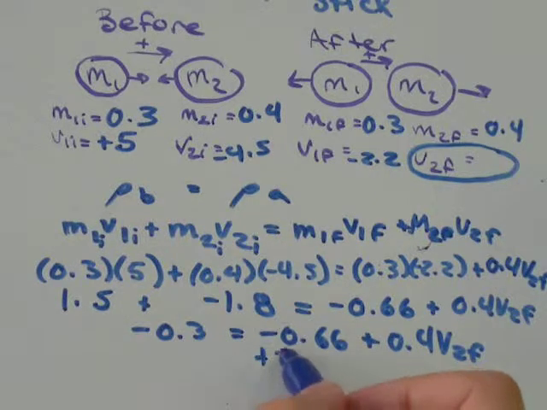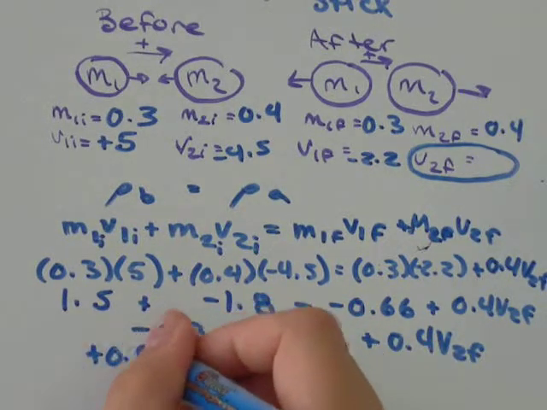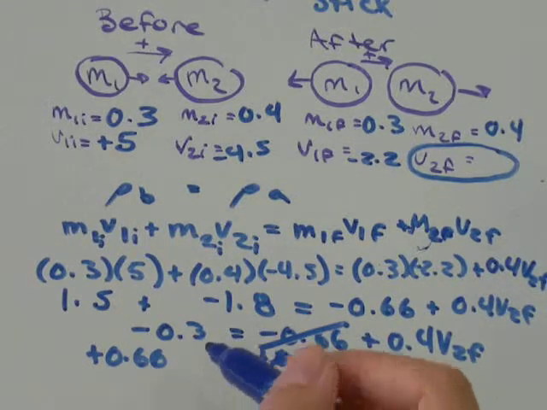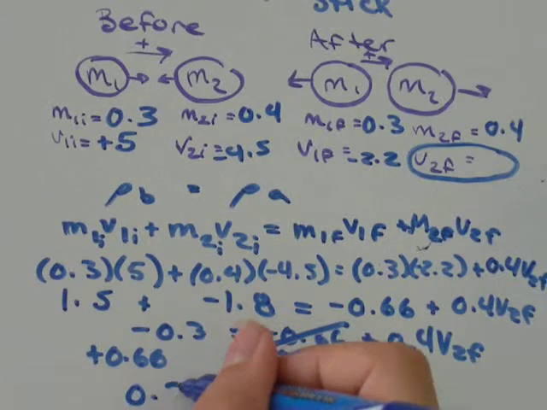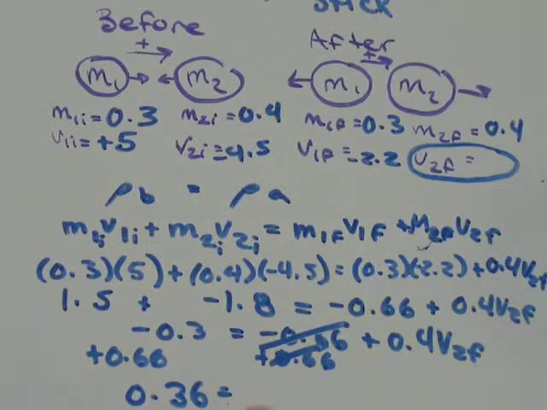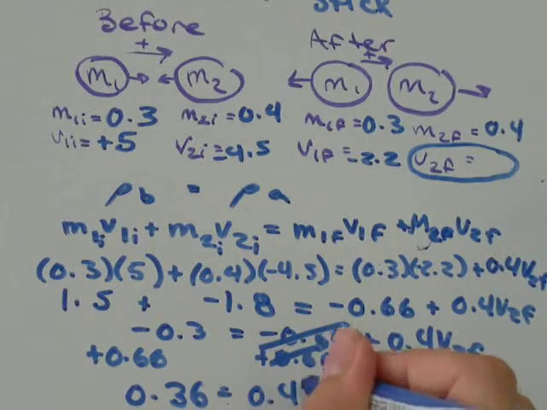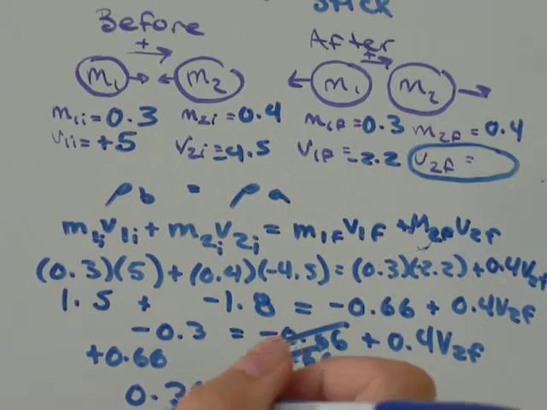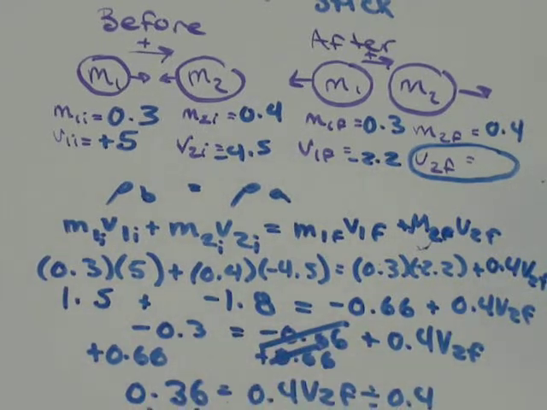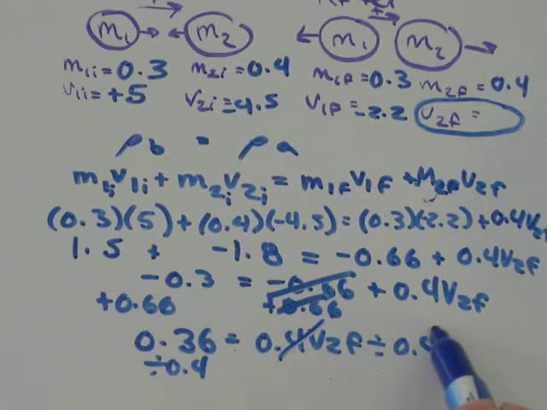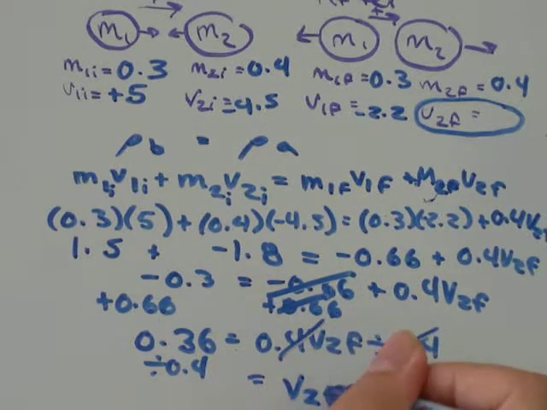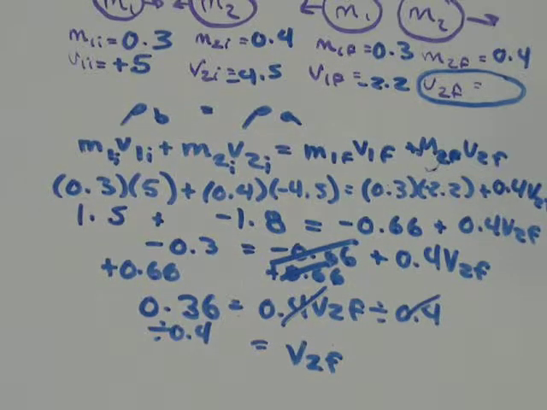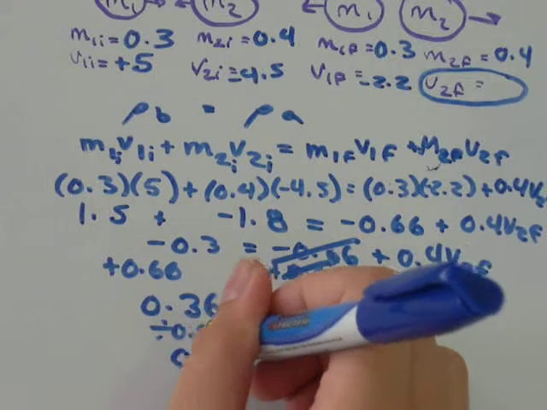I'm going to add 0.66 to both sides so that that will go away. Negative 0.3 plus 0.66 is going to be positive 0.36, and that equals 0.4 V2 final. To get V2 final by itself, I'll just divide by 0.4 on both sides so that they'll go away, and I'll get V2 final equals 0.36 divided by 0.4, that is 0.9.